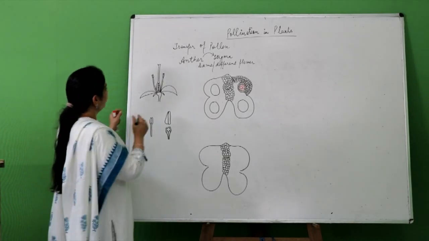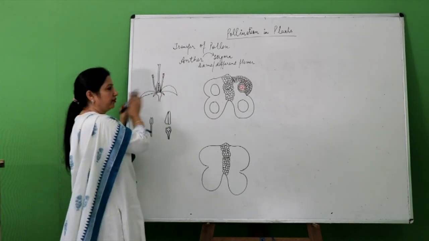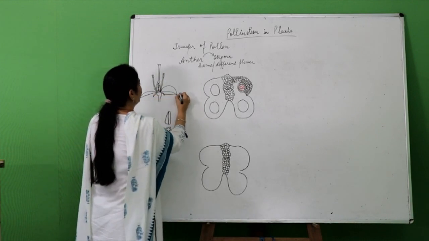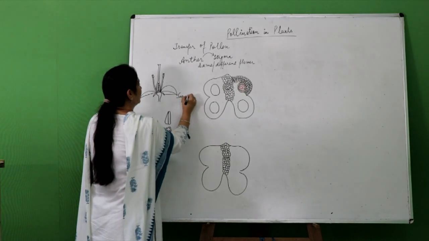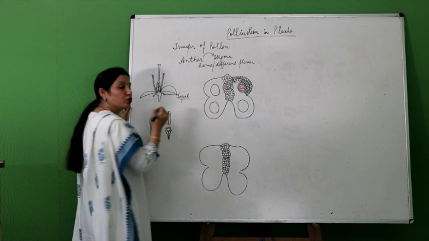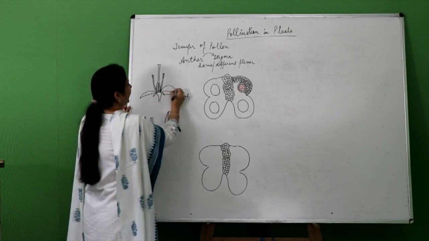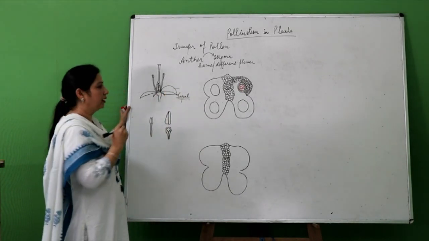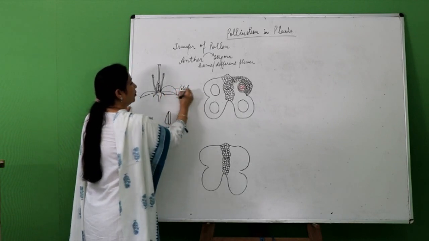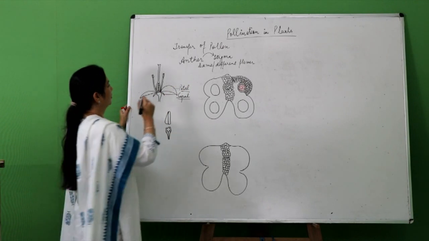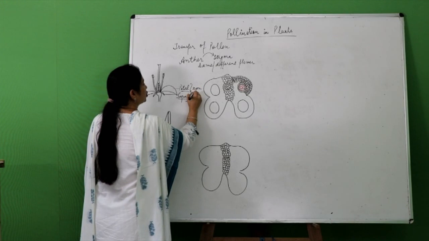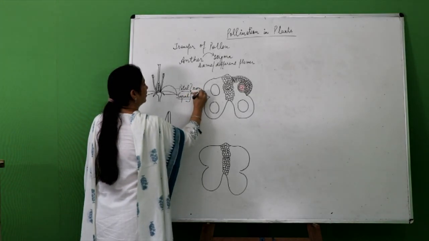Right? So, if we see a flower, there are four whorls in a flower. The outermost whorl is calyx, consisting of sepals. They are usually green in color. Then inner to calyx is corolla, and it consists of petals which are usually colored. These two are known as non-essential parts of the flower.